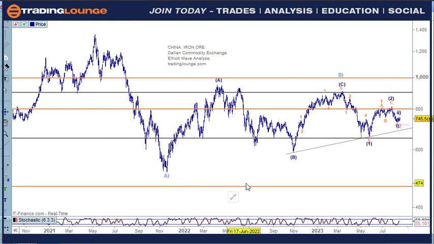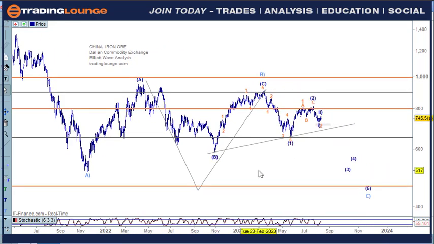So with Singapore, this A wave here is fine, but on Singapore it comes down and takes out the low here. This is traded in yuan, and the other one's traded in US dollars. So there's a slight difference in the way you can interpret this.